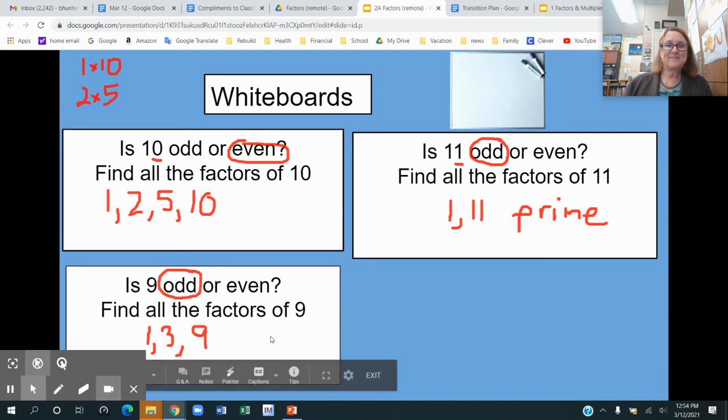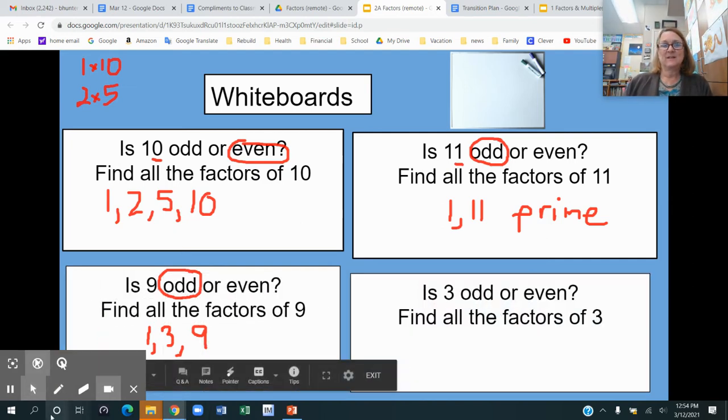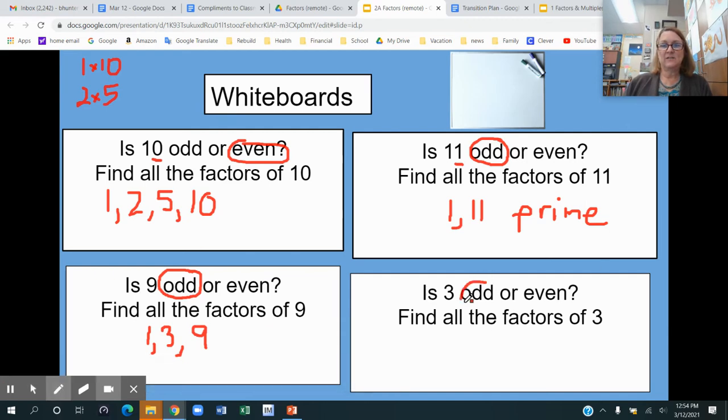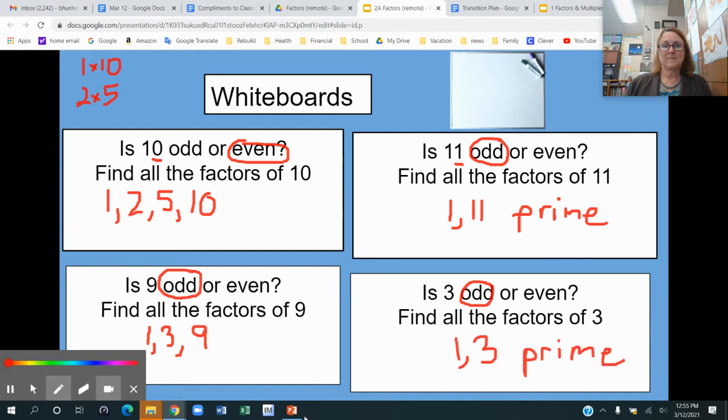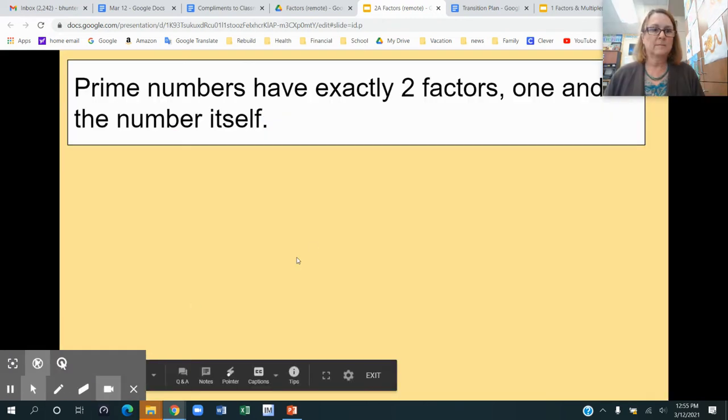Okay, let's do the next one. Odd or even? Okay, we know that 3 is an odd number, right? It can't be divided equally into 2 piles. Find the factors of 3 and then put your answer in. Did you get 1 and 3? That's the prime number. Okay, let's go ahead and clear our board and move on.